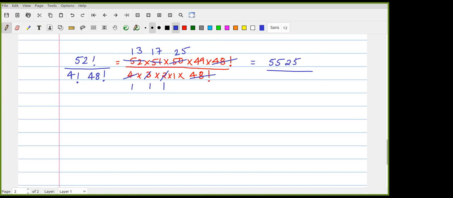Yes, sir. So let me give one problem. Both of you can quickly solve and give me the answer. Multiply 49 also, na? 13 into 17 into 25 into 49. 13 into 7 into 25 into 49. So we'll get answer as 10829.